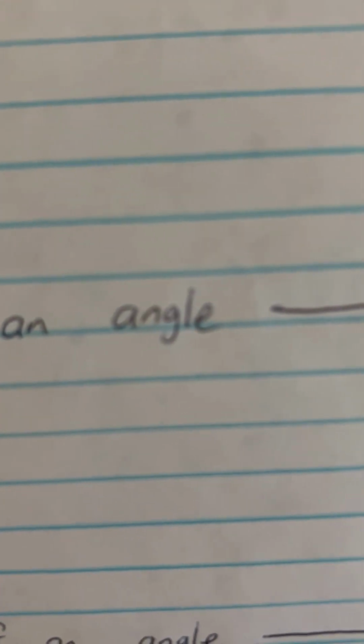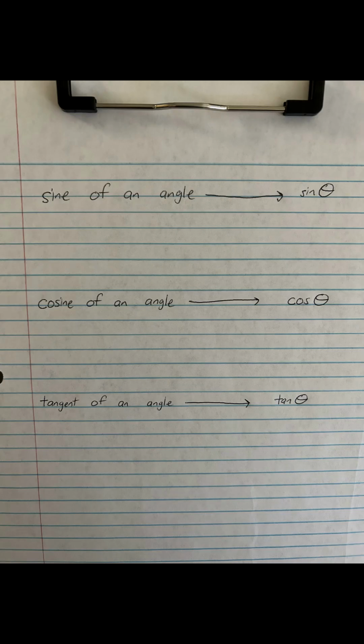The way we write the sine of an angle will look like this. The way we write the cosine of an angle will look like this. The way we write the tangent of an angle will look like this. Take a closer look at what we do and how we write this. And again, feel free to write notes about this. My gift to you.